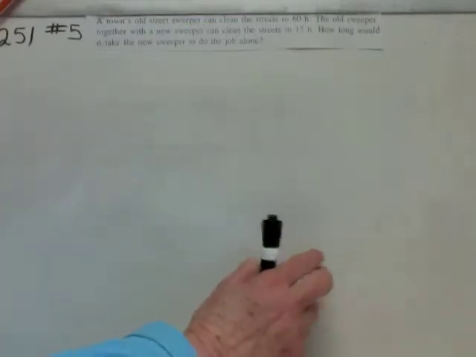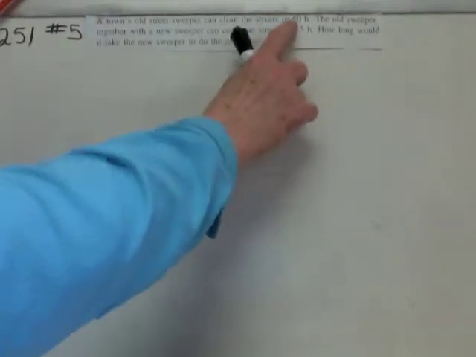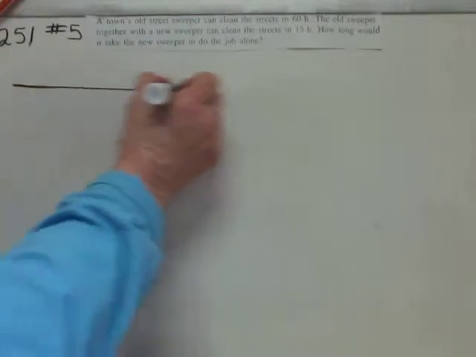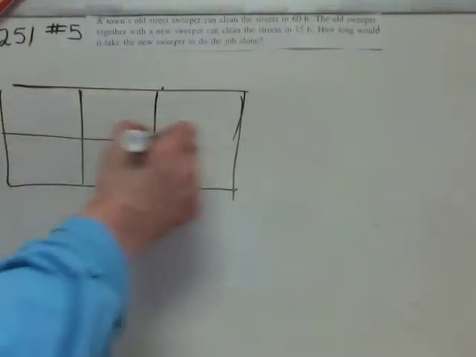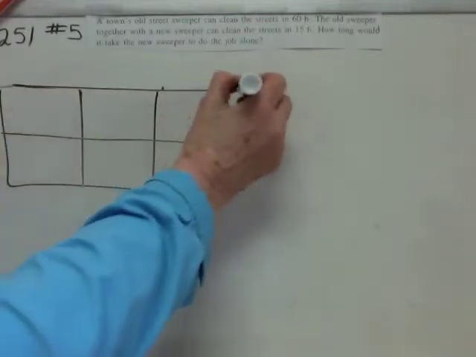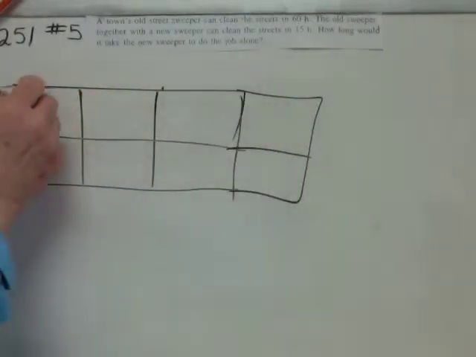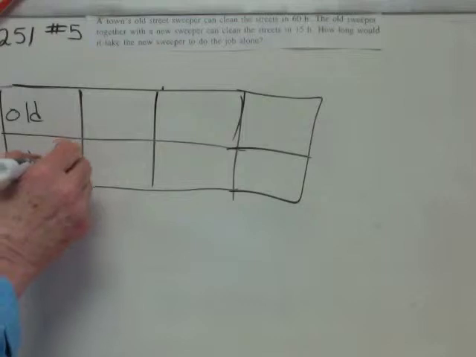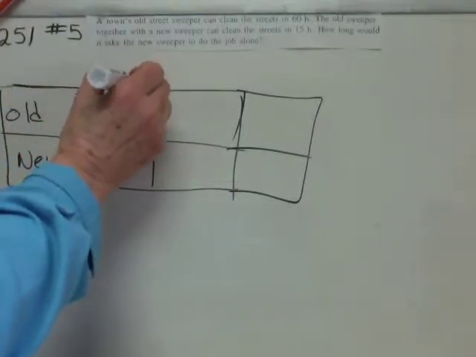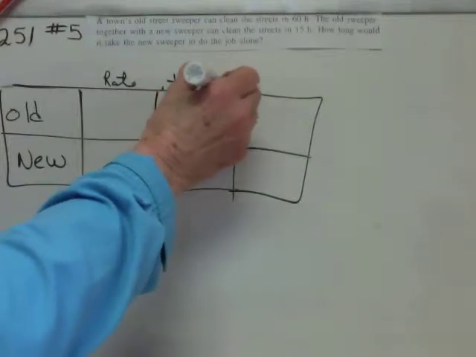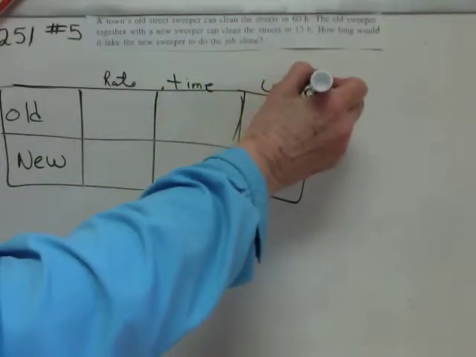So basically, we need to find the rate for the new sweeper. We have the rate for the old one and the rate for both. So I like to set up a chart to solve the problem. If I set up a chart with what the problem is talking about, we have an old sweeper and a new sweeper, right? And what else do we know? Well, we're talking about rate, time, and the job being done is really the work.